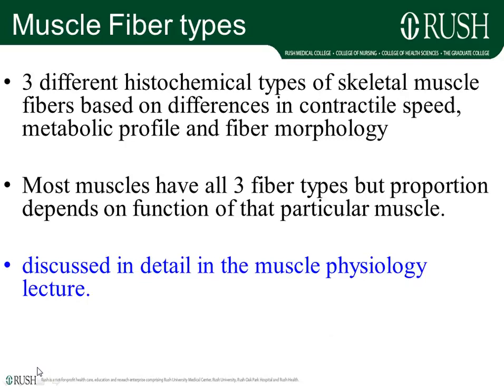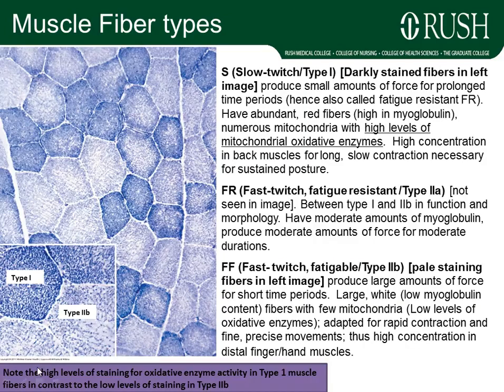Let's talk for a minute about muscle fiber types. There are 3 different histochemical types of skeletal muscle fibers, and that's based on their differences in the contractile speed and duration of the contraction, as well as fiber morphology and the metabolic profiles. Most muscles have all 3 fiber types within them, but the proportion of which one predominates depends on the function of the particular muscle. That will be discussed in detail in the muscle physiology didactic material. Let's just briefly take a quick look at them without going into great detail.